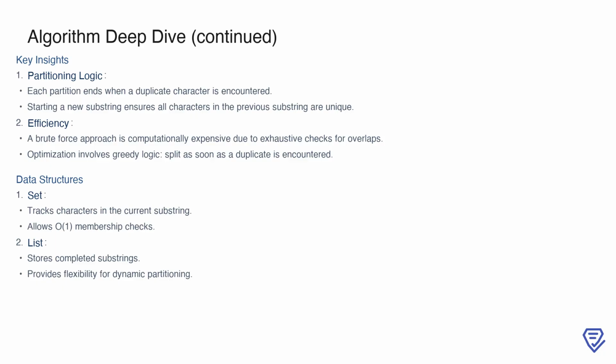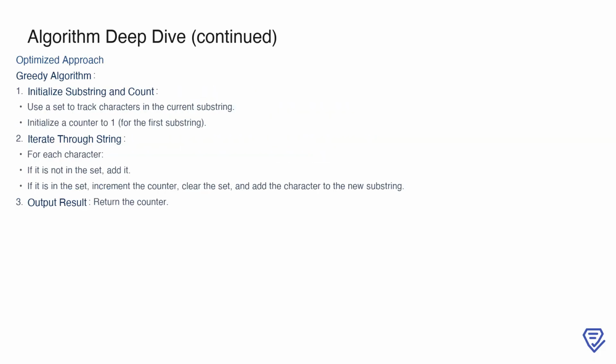The choice of data structures is critical for efficiency. A set is used to track characters in the current substring, offering constant time membership checks. Meanwhile, a list is employed to store completed substrings, providing flexibility for dynamic partitioning. The optimized solution leverages a greedy algorithm to achieve greater efficiency.